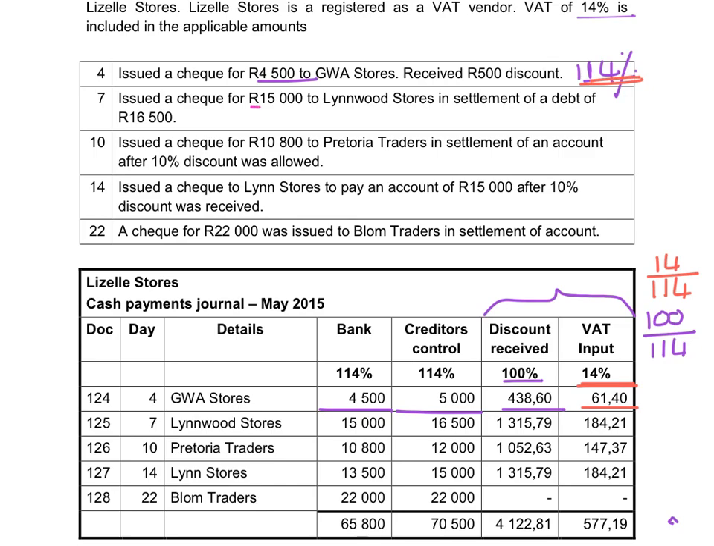Issued a cheque for 15,000 in settlement of a debt of 16,500. So that means there is a discount of 1,500. That 1,500 includes VAT, so that equals 114%. When we record it, we will show in the bank that the money going out of the bank is 15,000. The discount is 1,500, so I will reduce my creditors with 16,500.